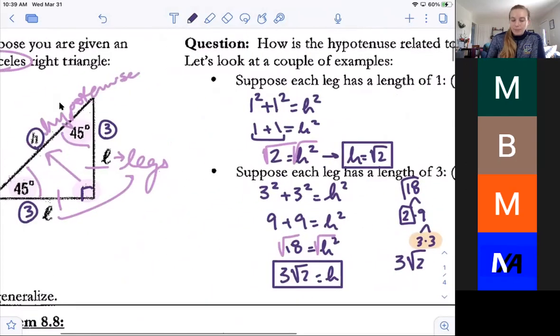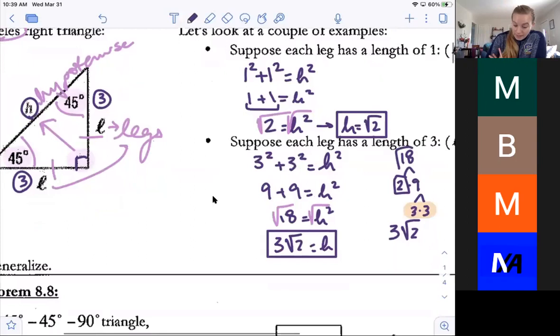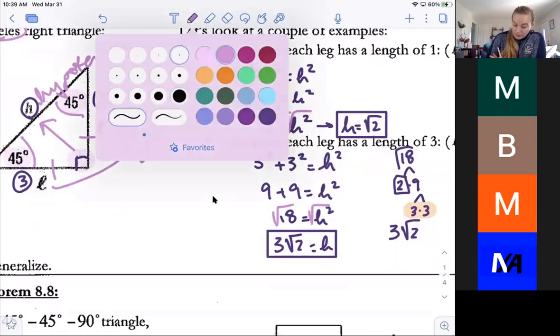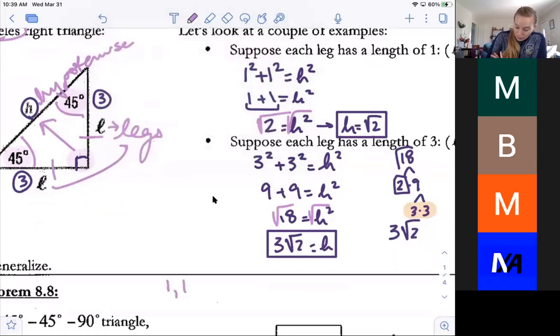I made you do a couple problems like this on your homework last night too. So you might be like, oh, I see we've done a lot of these where we get root 2 in our answer. And that's the trend that I want to see. So if we look at the sets that we had, 1, 1, root 2. I also had 3, 3, and then 3 root 2.